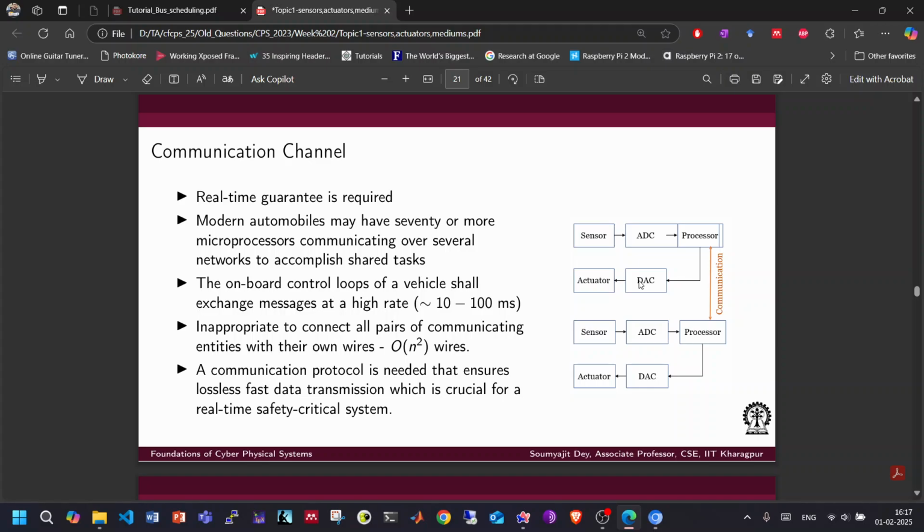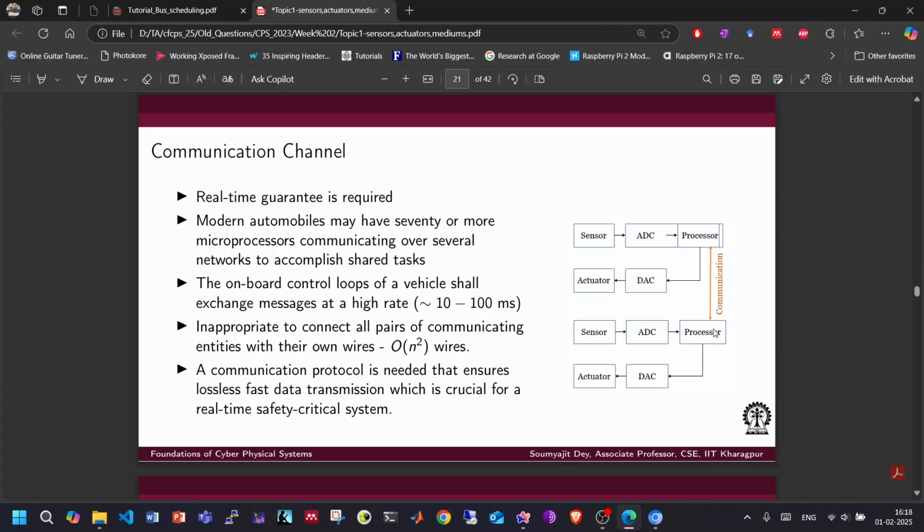Now if there are multiple processors, there is communication between them. There are communications between sensor and processors, between processors and actuators, and between multiple processors, because they may need to communicate and make sense of certain data. So there are different communication channels in a CPS.